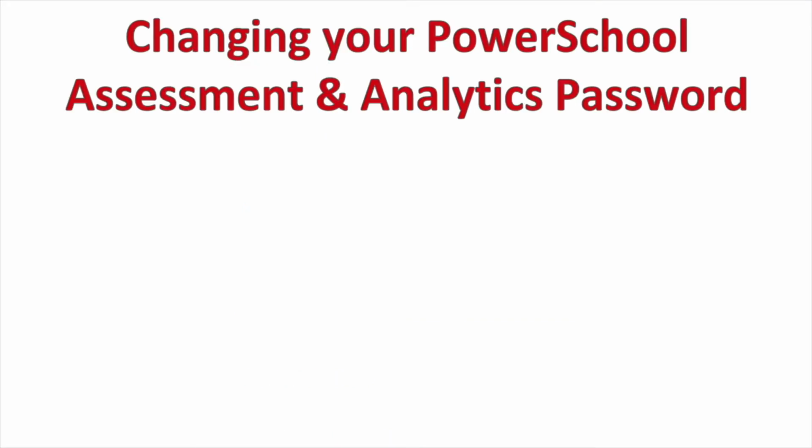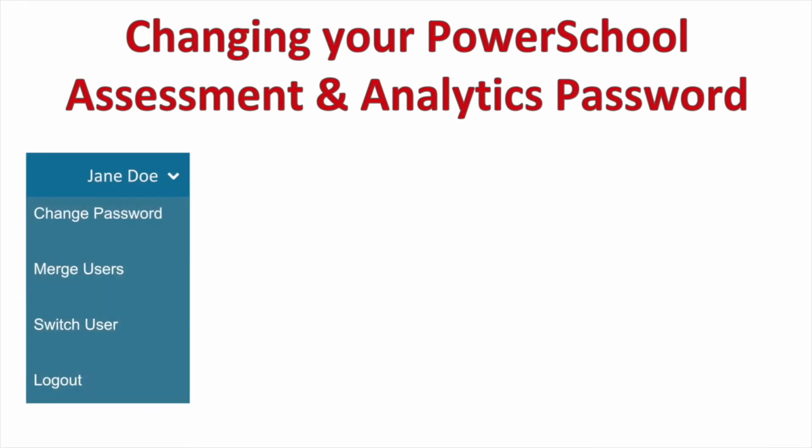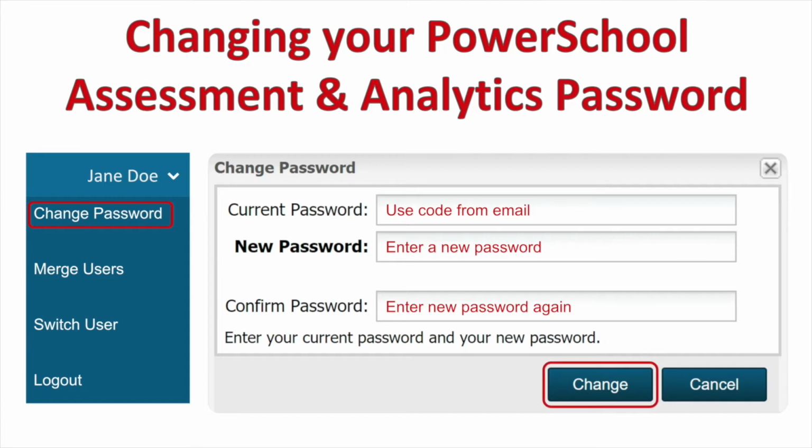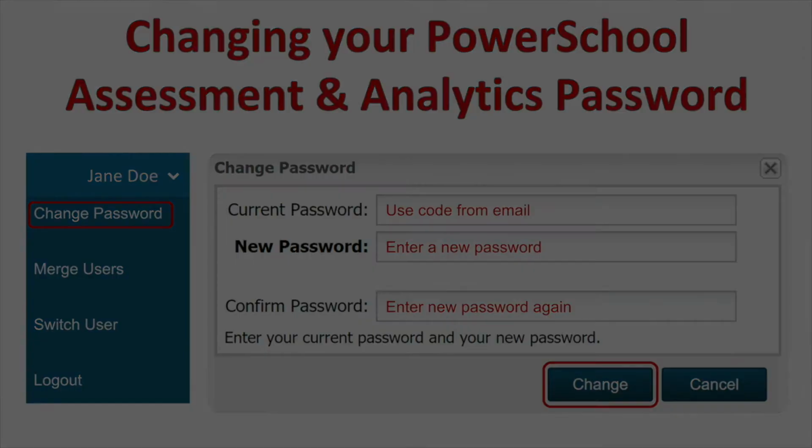Once you have successfully logged in, we highly recommend that you change your PowerSchool Assessment and Analytics password to something more personal and secure. To do this, click on the drop-down arrow next to your name in the upper right-hand corner. The following list appears. Select Change Password. In the window that opens, type the current password, then type a new password, and enter the password again to confirm it. To finalize the process, click on the Change button. If you have any questions about how to use the PowerSchool Assessment and Analytics resource, please speak with your mentor teacher or submit a HelpDesk request.